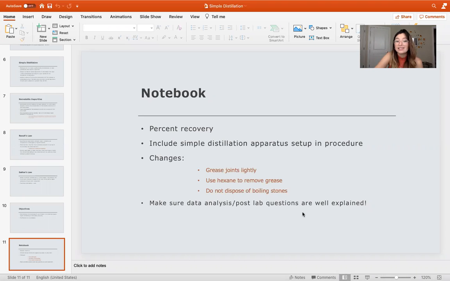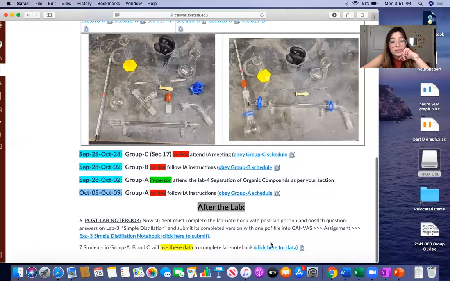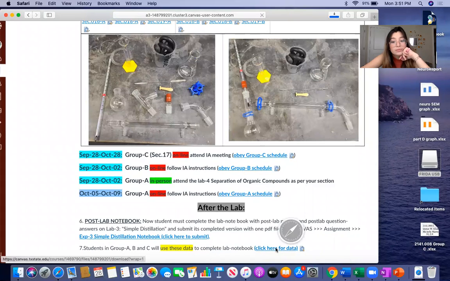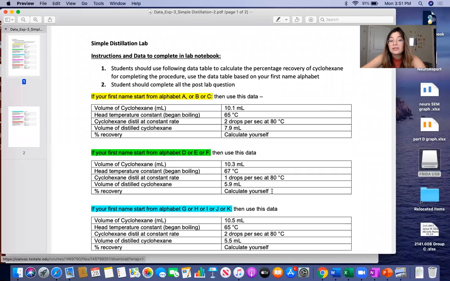Make sure data analysis and post-lab questions are well explained. I said this at the beginning of the video, but it is super important that you guys make sure that you are very thorough with your questions. Now, let me show you guys your data, just so you guys don't have any questions about that. Okay, as you can see right here, it says calculate yourself. So you only have to worry about calculating percent recovery for this lab.